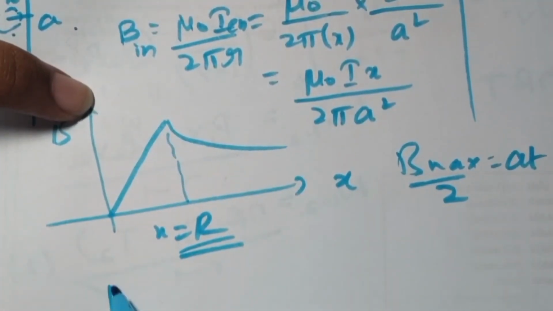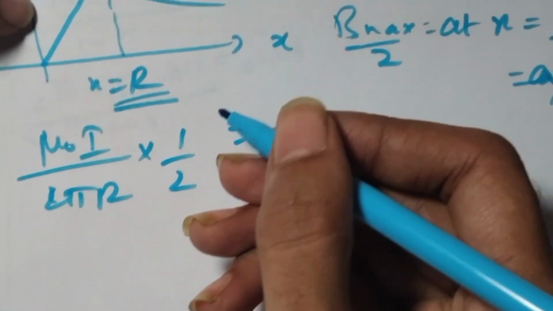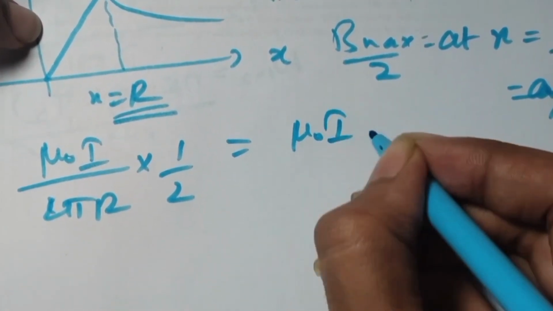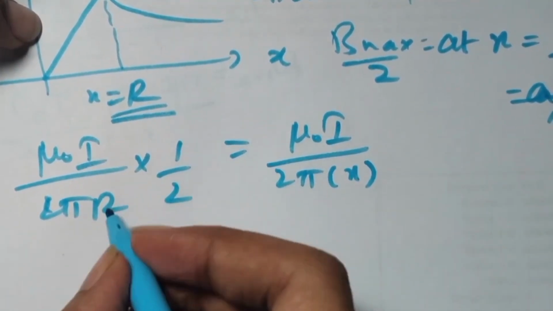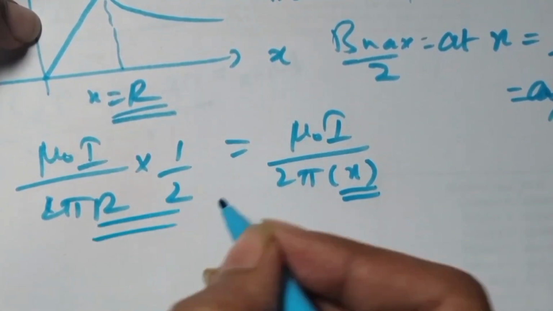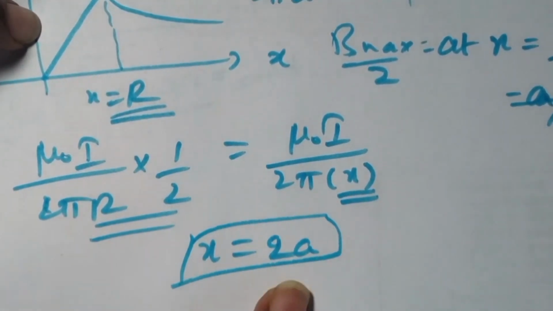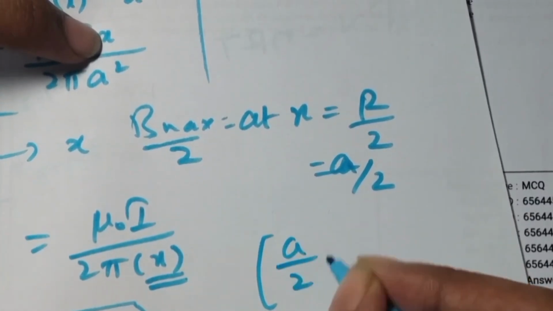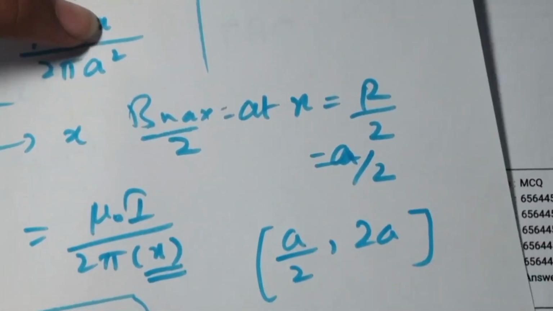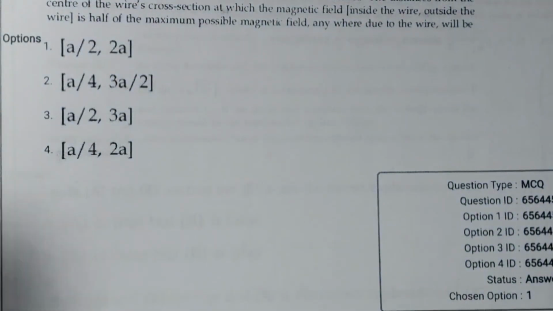So we have mu naught I by 2 pi r into 1 by 2 equal to mu naught I by 2 pi x. When you compare, we get x equal to 2a according to this question. So the points are a by 2 comma 2a, which is in option 1.